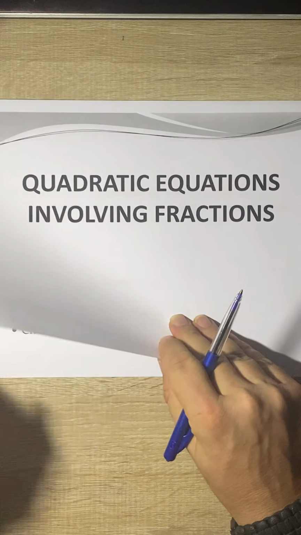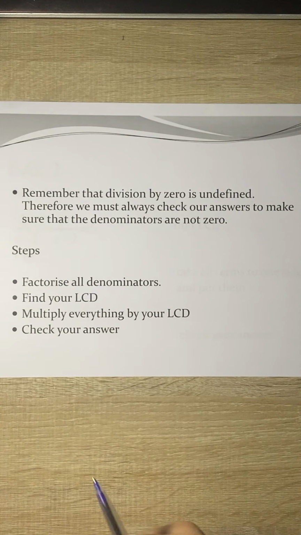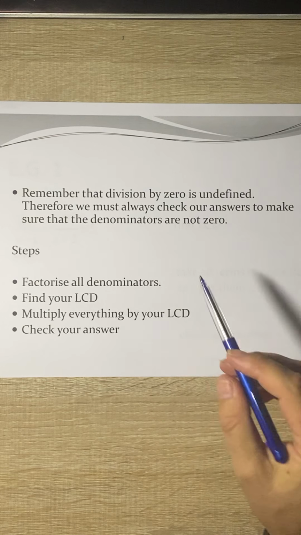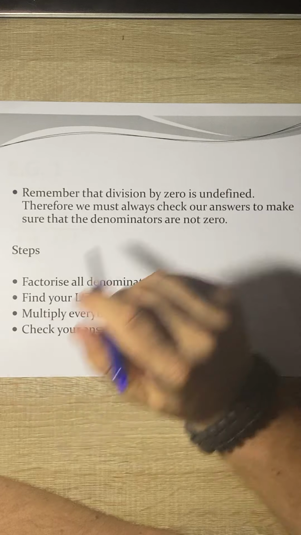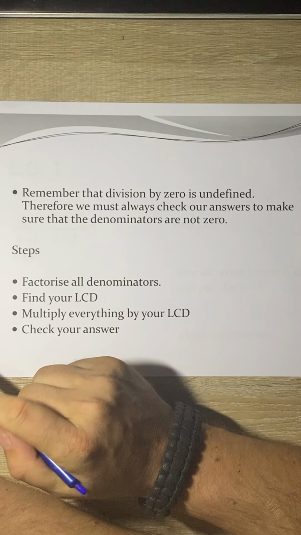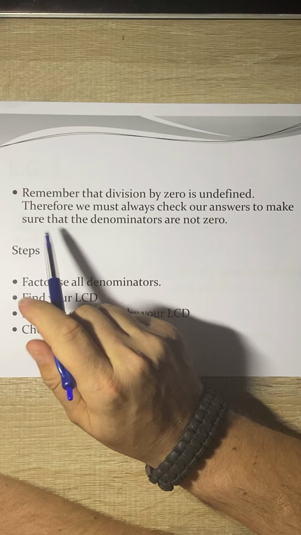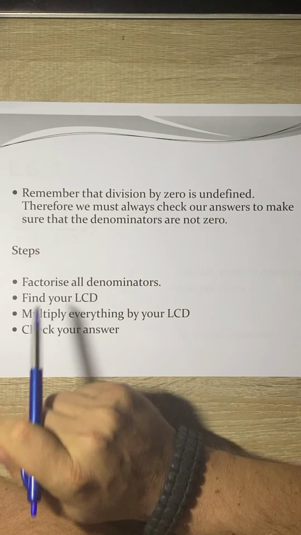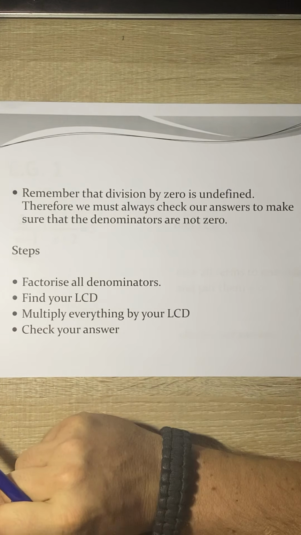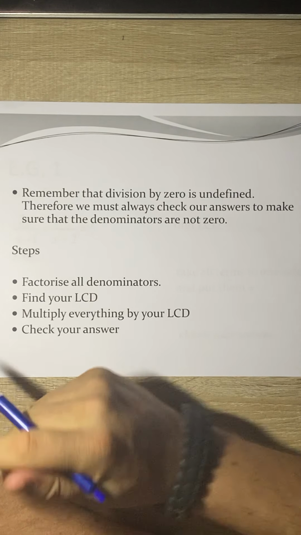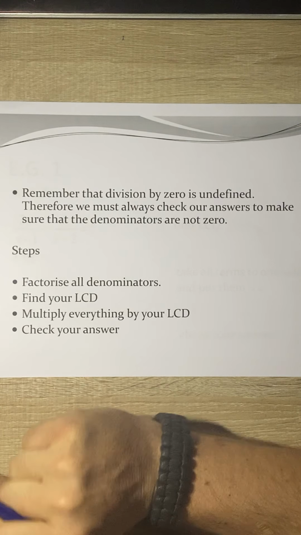Okay, so you can pause the video anytime you want and just get down these notes. Okay, so just a couple of things to run through. Remember that division by zero is undefined, therefore we must always check our answers to make sure that the denominators are not zero. Steps in doing these, which you'll see when I do the examples, so don't worry about it too much now.